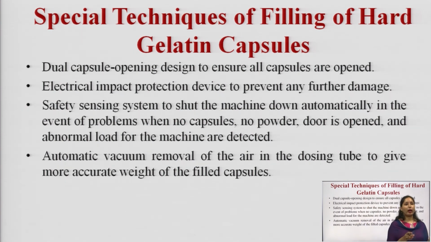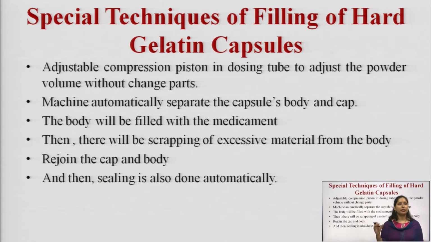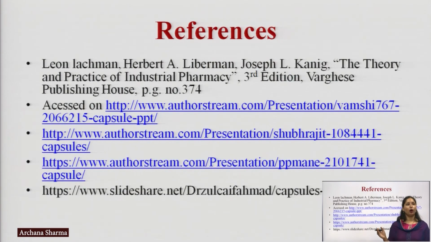Then automatic vacuum is also applied to ensure the complete removal of air in the dosing tube to give more accurate weight of the filled capsule. Then adjust the compressed piston in the dosing tube to adjust the powder volume without changing the part. The machine automatically separates the caps and the body part, as I already mentioned. The body will be filled with the medicament, then there will be the scraping of the excess material from the body, then rejoining the cap and the body, and then sealing is done automatically.